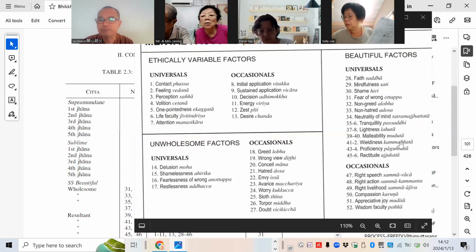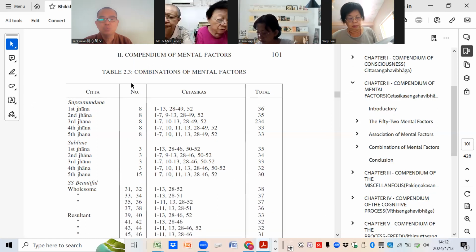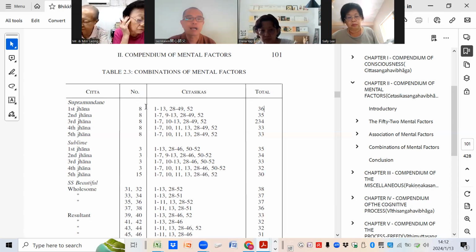Okay, so this is the 52, the last one. Once we add up all, we get the figure of 36 for the first jhana supramundane, which is number 8. So this is how we get all the figures.